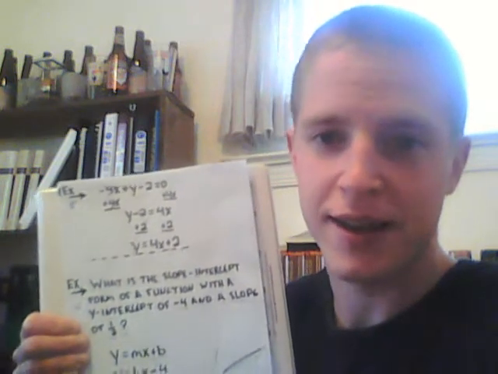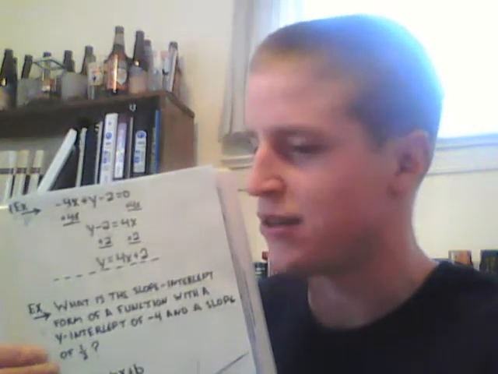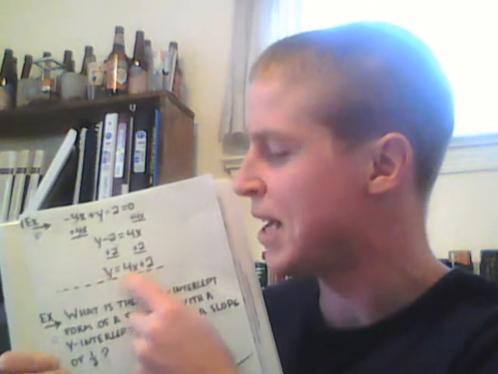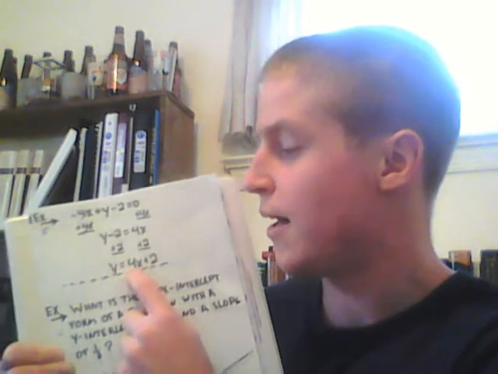Are we finished? Yes, indeed. Obviously, you see I didn't write anymore. And also, this is slope-intercept form. y equals mx plus b. m, the slope, is 4. b, the y-intercept, is 2.